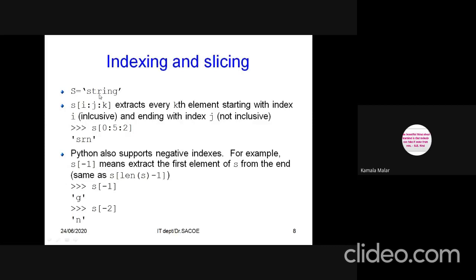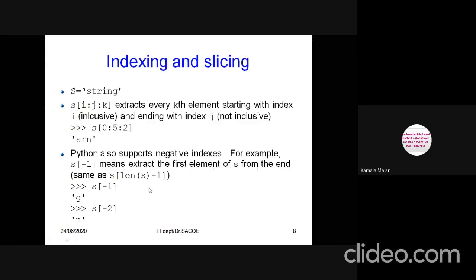So what is the value? R. The output is printed as R, followed by next 2, 3 omitted. After 2, we want to increment by 2. So next 2 increment R, next 2 increment N. Likewise, we want to proceed. Okay. So Python also supports negative index. It was already told initially itself.